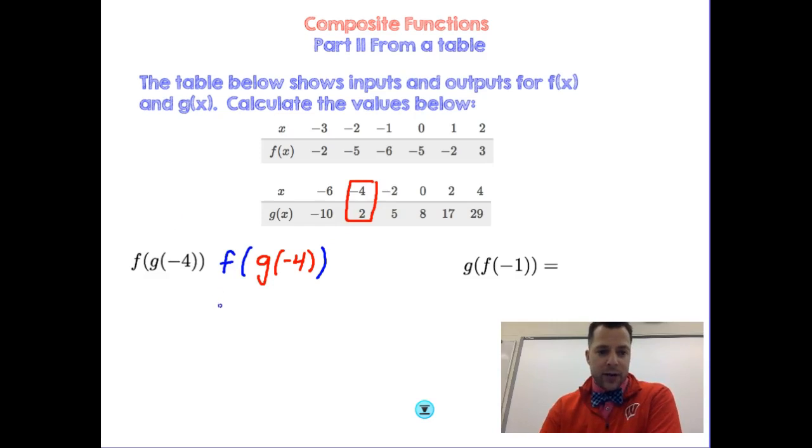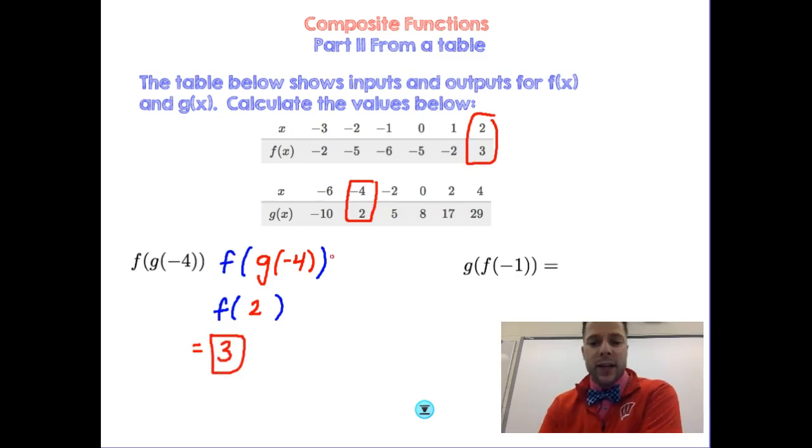So we're now going to find f of what our g of -4 value is, which was 2. Now we look up at the top and we go to f of 2, and we see that f of 2 is going to be 3. So it's not terrible taking compositions from a table, but let's look at another example.